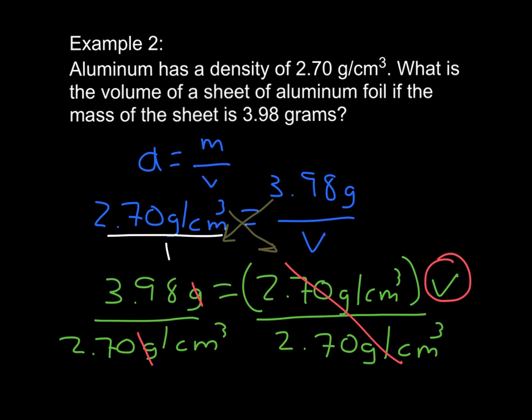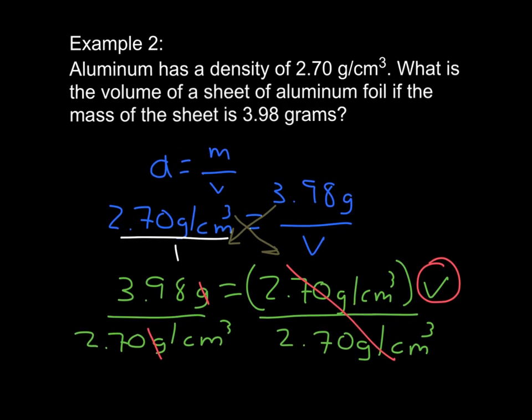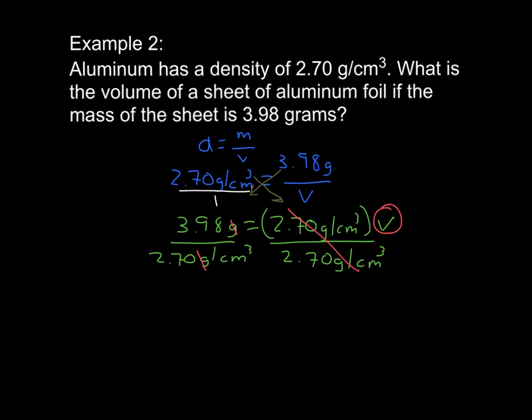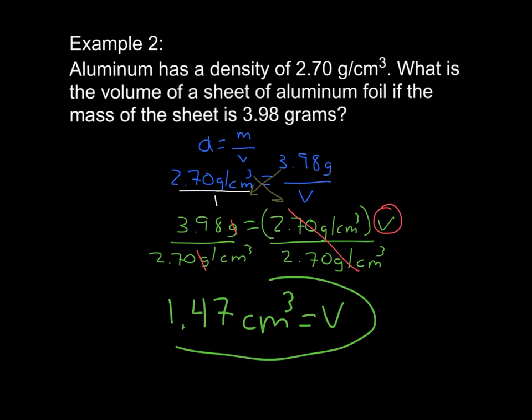and we have to divide 3.98 by 2.7 on our calculator. I'm going to make this a little bit smaller so I have some room to write. When we divide 3.98 by 2.7 on our calculator, we get 1.47 centimeters cubed for our volume. This is how we can solve for a different variable within our equation.